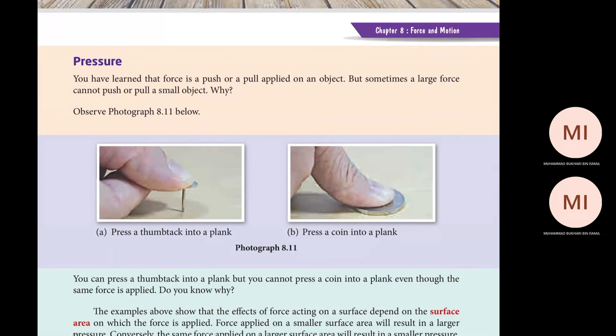Now, what do you see in photograph 8.11? You have a thumbtack, right? And then you press the thumbtack into a plank, and then press a coin into a plank. What is the difference between A and B?